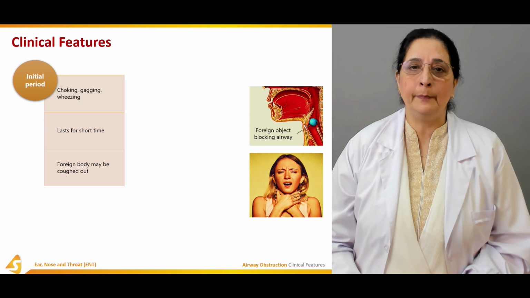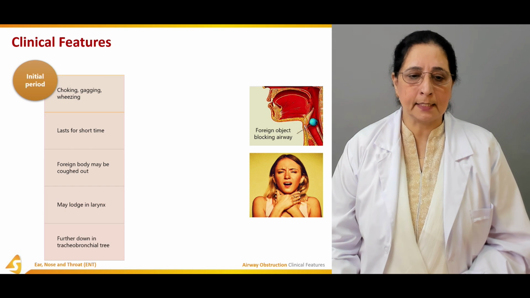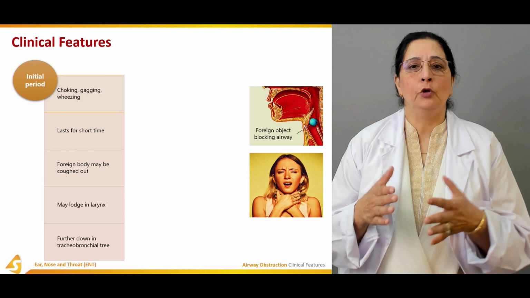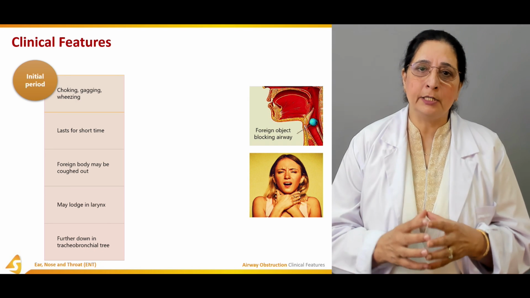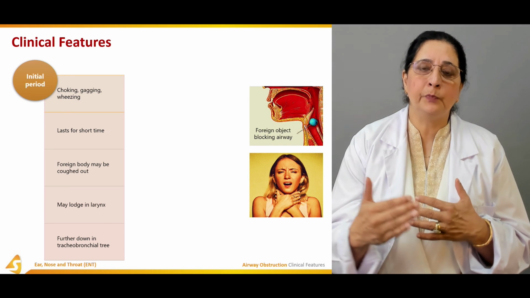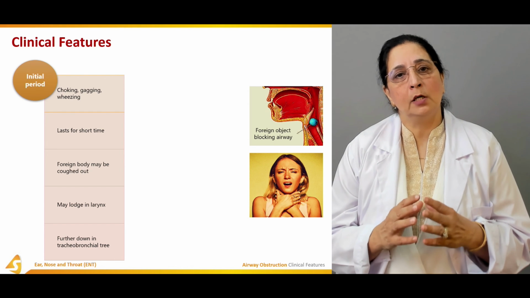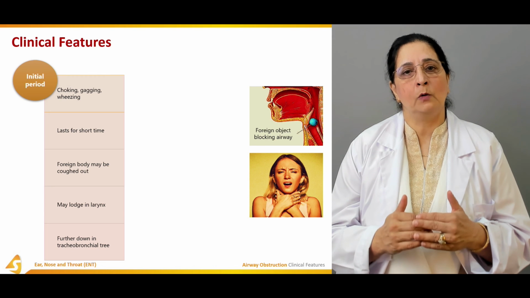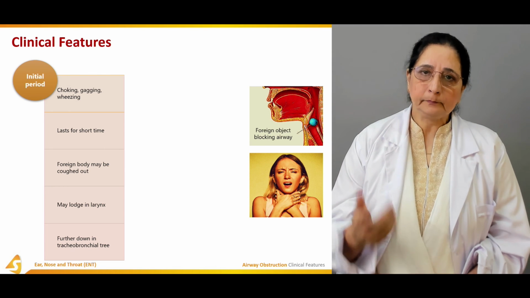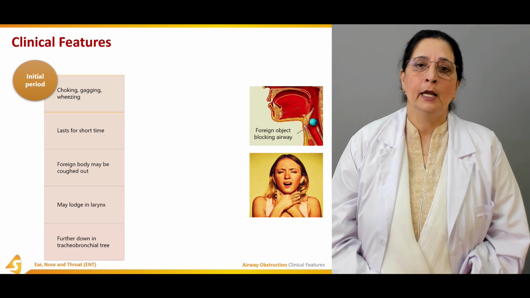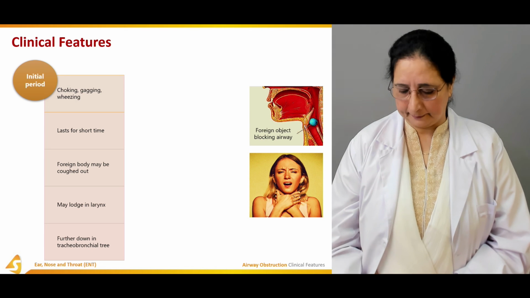So the foreign body may be coughed out, may lodge in the larynx, or may lodge in the tracheobronchial tree, depending on the size. If it is large, as I already mentioned, it will be in the supraglottic region. If it is small, it can go and lodge lower down in the subglottic region, or in the trachea or bronchi. So that's the initial period associated with choking, gagging, and wheezing.